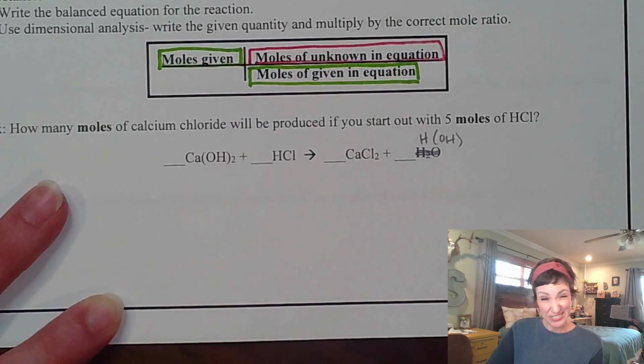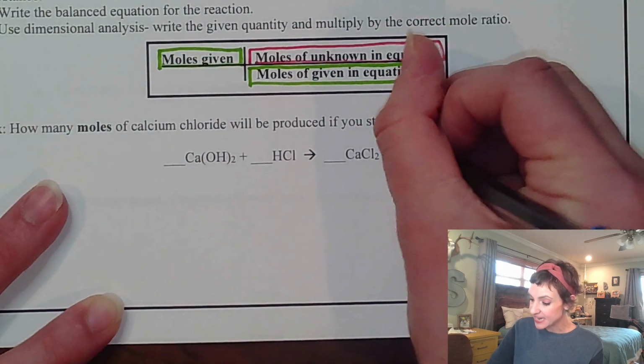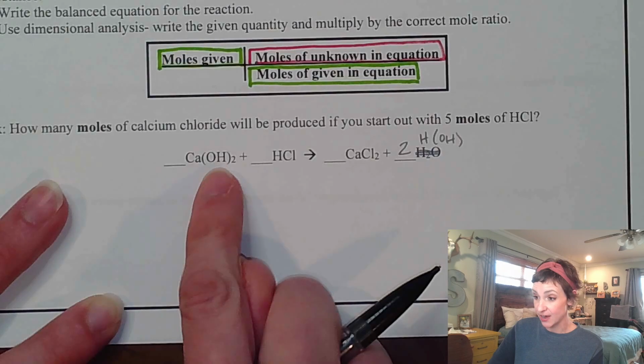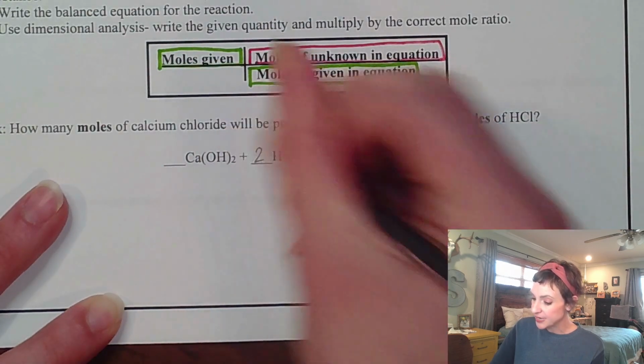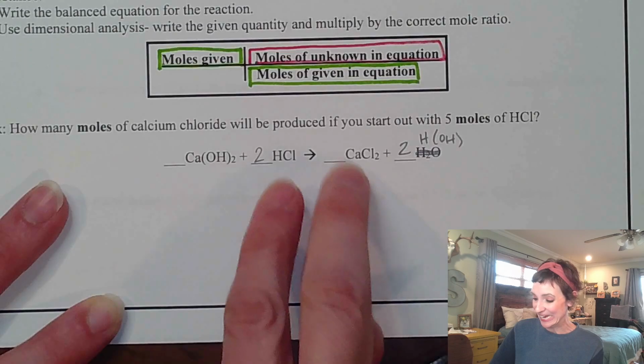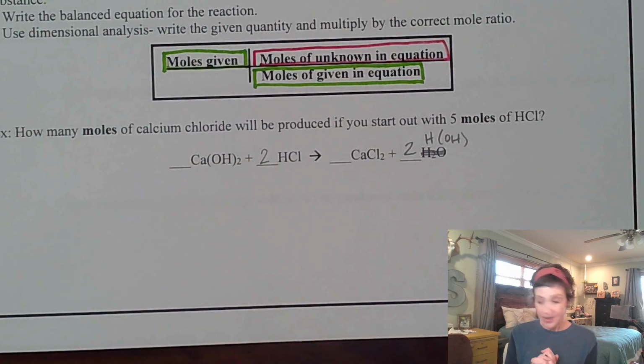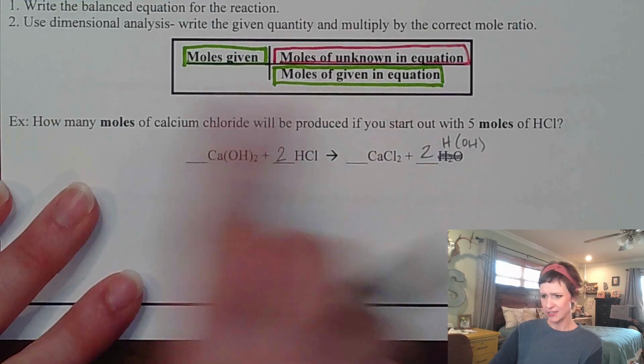We love that. That makes it a little bit easier to balance, because then I can put a 2 here to balance my hydroxides and then put a 2 here to balance my hydrogens and my chlorines. Perfect. Okay. Now I'm actually going to read the words. Did y'all notice I just skipped over the words?